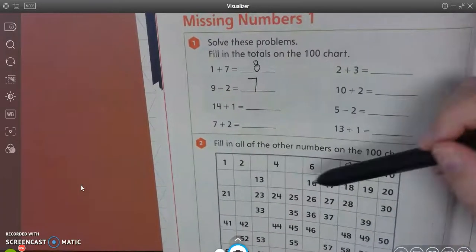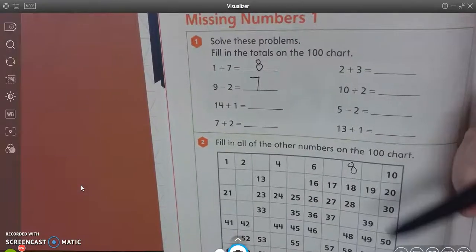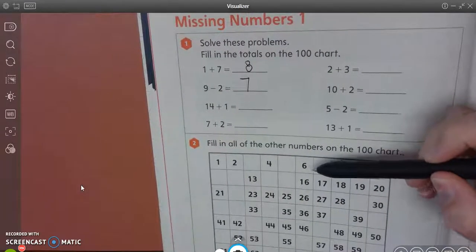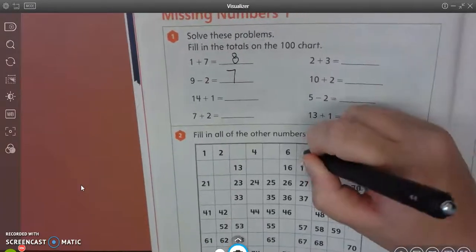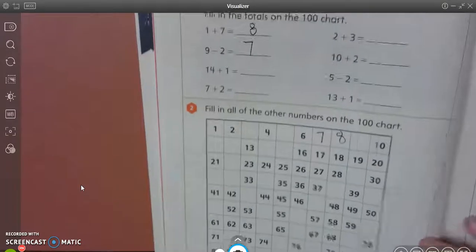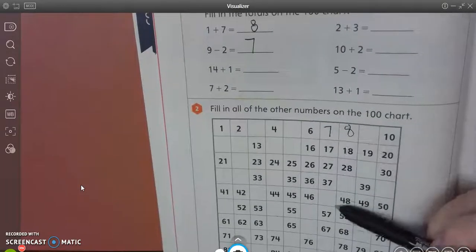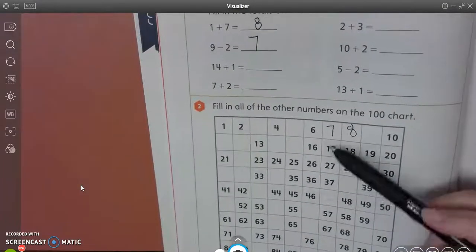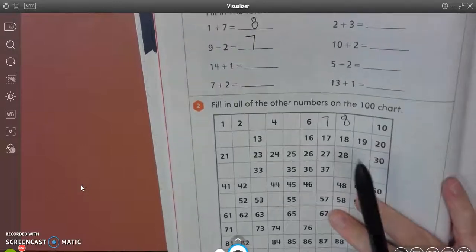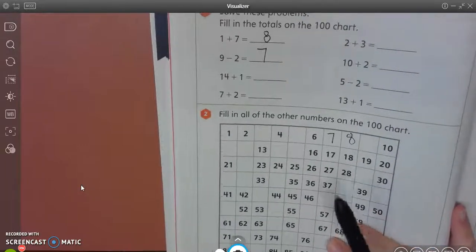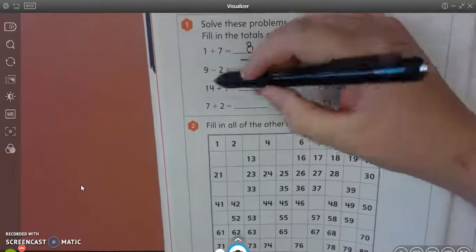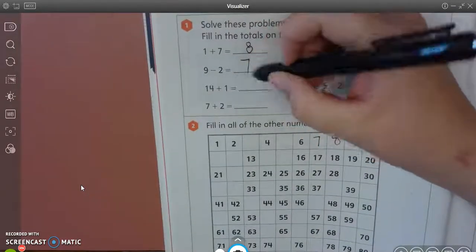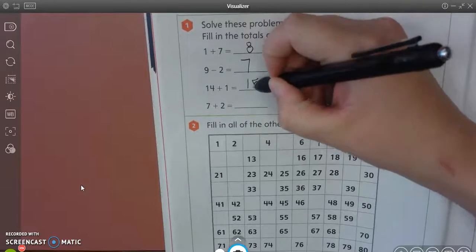I'm going to come down to my 100's chart. I see 6 here, and I know the missing number must be 7 because 8 is here. Again, I can check my work by going down my row. Look, they all end with 7. Now I can move on to the next one. 14 plus 1. If I add on, I know that 1 more than 14 is 15.